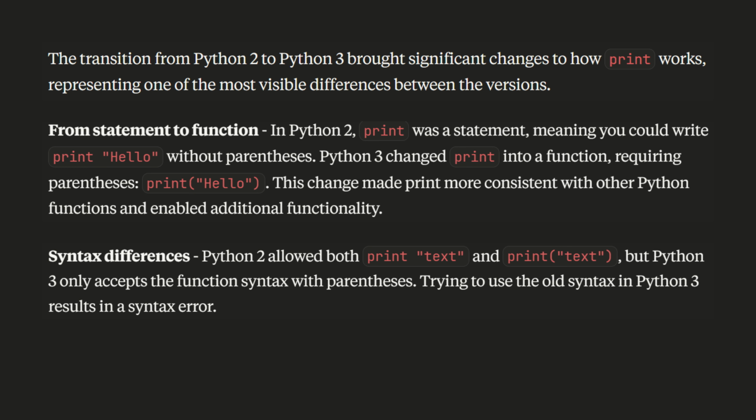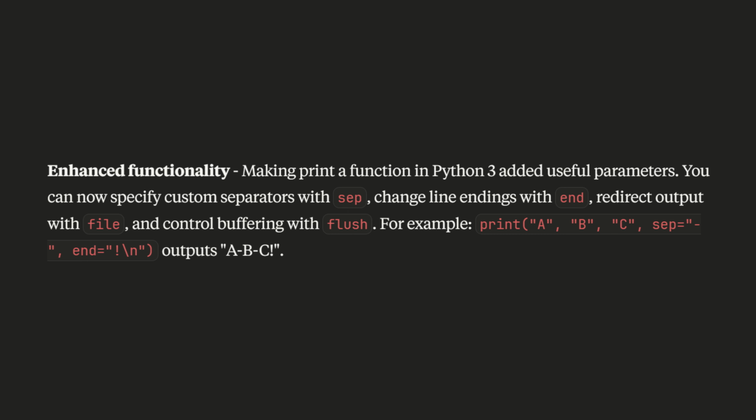When Python 3 was released in 2008, print became a proper function requiring parentheses. This change was part of Python 3's goal to make the language more consistent. The change also made print more powerful, allowing for additional parameters like sep for custom separators, and end to control what comes after the printed text.